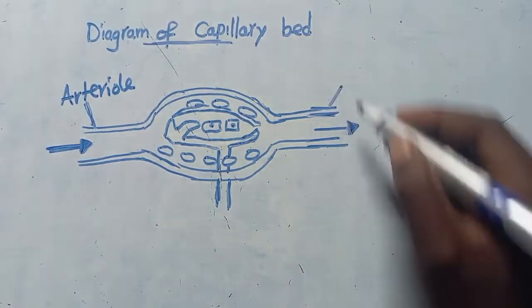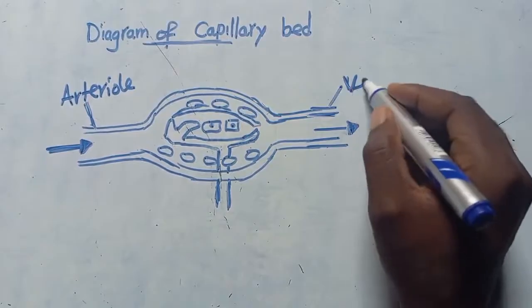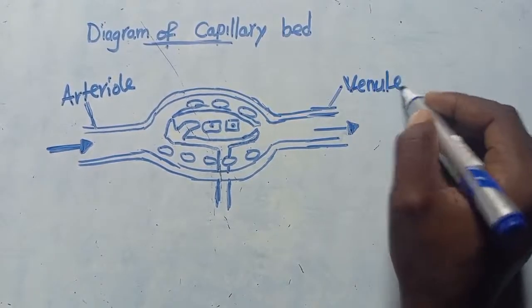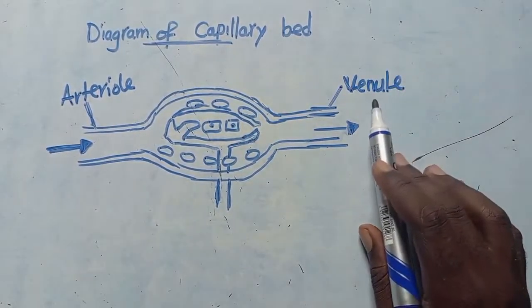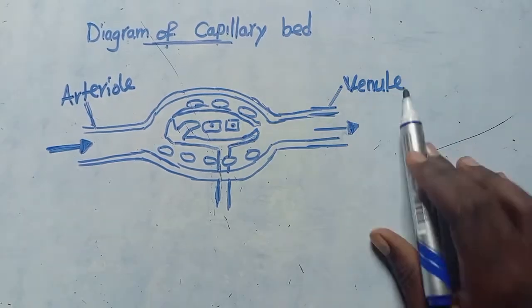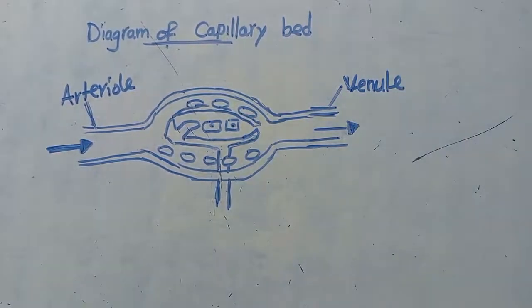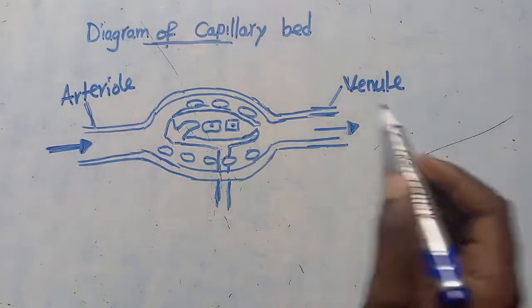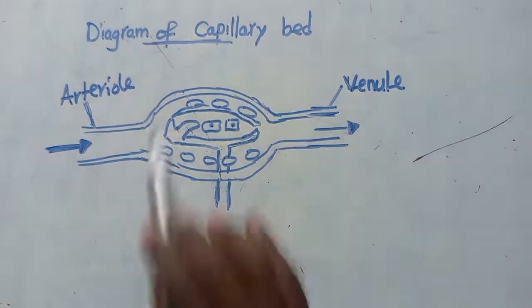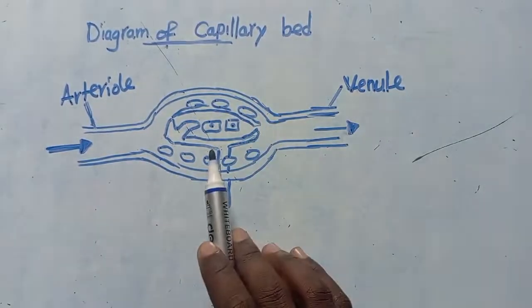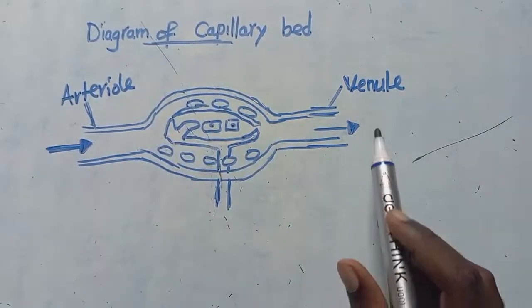And this part that is here, this is called a what? A venule, which leads to veins. So you ask yourself, what is a venule? Venules are small vessels that collect blood from capillaries and transport it to veins. So these ones are collecting blood from this capillary bed, and they are transporting it to the what?